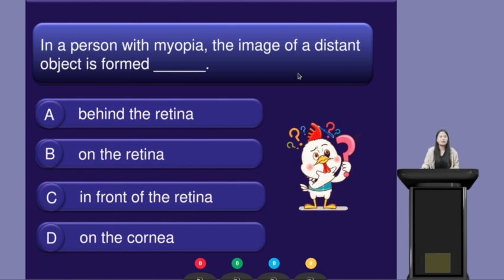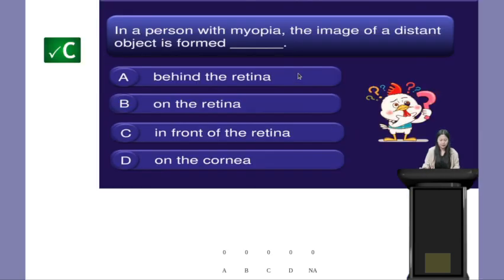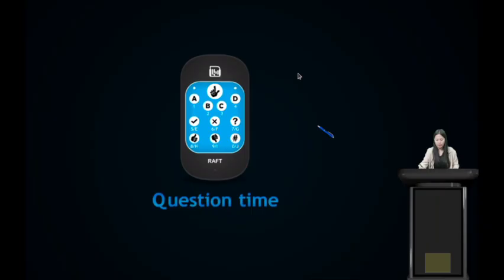Alright students, your time is up, and yes, good. The correct answer is option C, that is in front of the retina. In a person with myopia, the image of a distant object is formed in front of the retina.